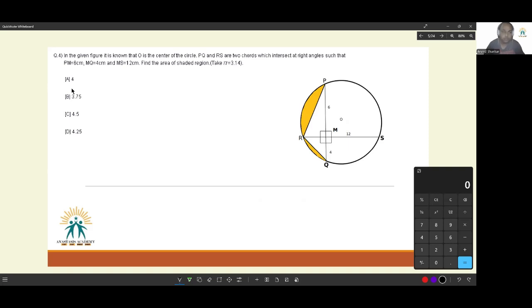Next one. In the given figure, it is known that O is the center of the circle. This point is the center of the circle. PQ and RS are two chords which intersect at right angles such that PM is equal to 6, MQ is equal to 4, and MS is equal to 12. Find the area of the shaded region.